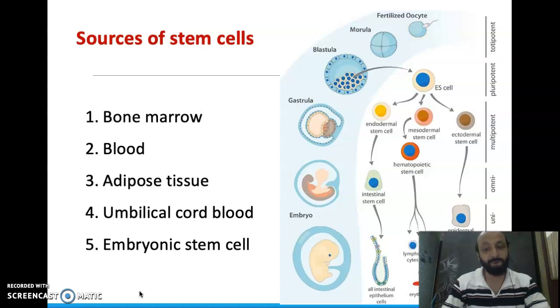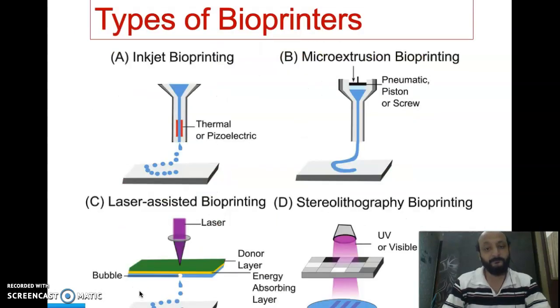So these are the types of bioprinters. The first one is the inkjet bioprinter, then the micro extrusion bioprinter, laser assisted bioprinter, and stereolithographic bioprinter. So in this way we are actually making bioprinted organs. Okay. Thanks.